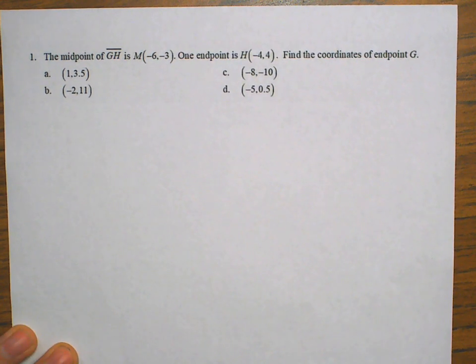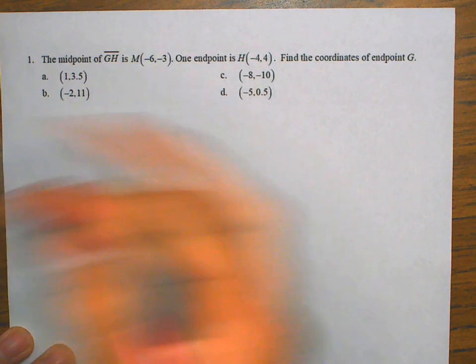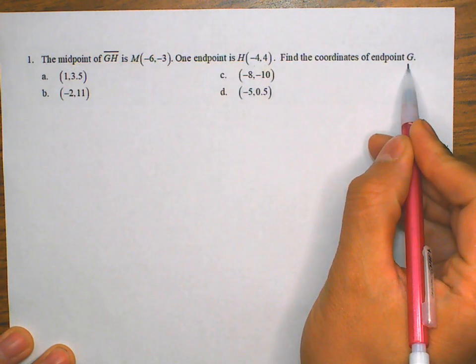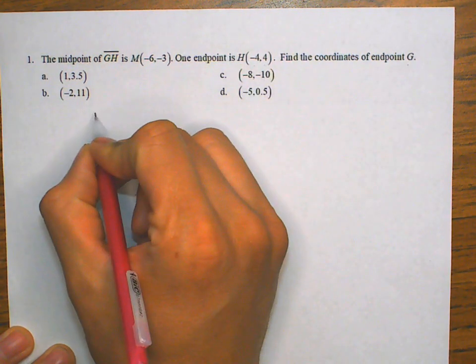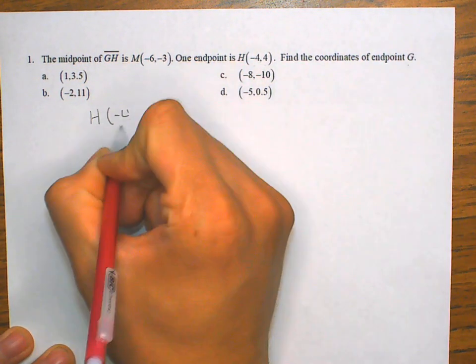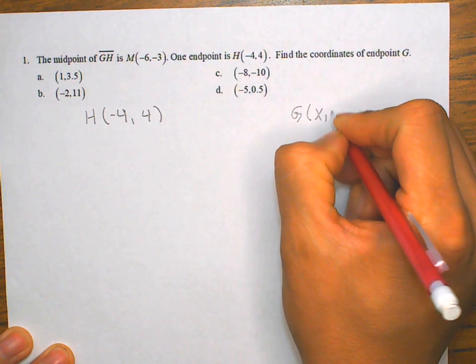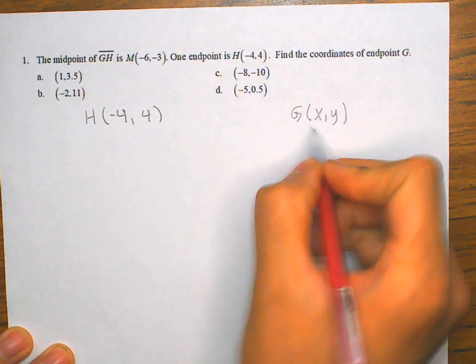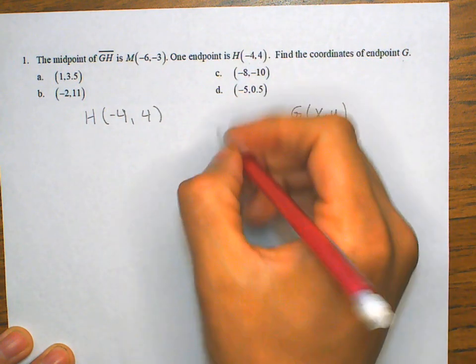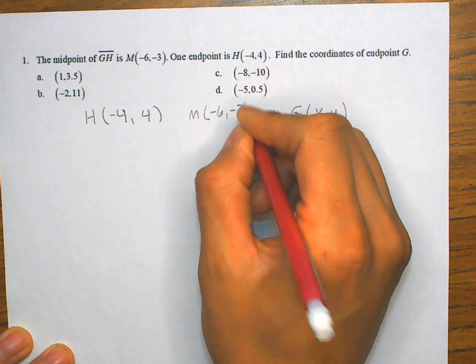What we have here is the midpoint of GH is M, which is (-6, -3), and one endpoint H, which is (-4, 4). They want me to find the other endpoint. So what we're going to do here is we have H, which is (-4, 4). That's the endpoint. And we have G that we do not know what that is. We're going to call it (x, y), and that is going to be the other endpoint that we're going to find out. So the midpoint here is going to be (-6, -3).